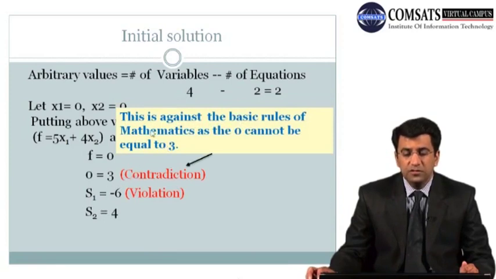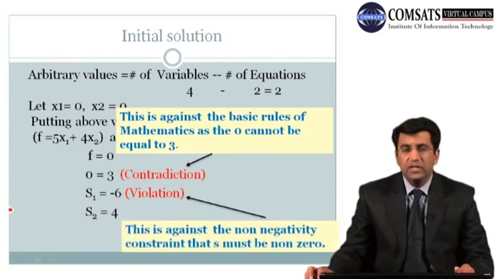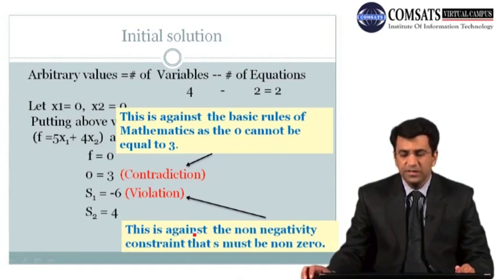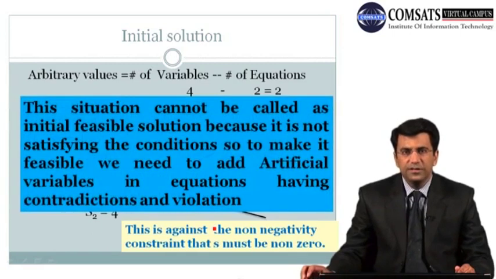So 0 is equal to 3. This is against the basic rules of mathematics, as 0 cannot be equal to 3. So s1 is equal to minus 6. This is against the non-negativity constraint, that s must be non-negative. So class, we have the contradiction in two of the cases here. Now we will discuss how we will deal with this contradiction. This situation cannot be called an initial feasible solution.